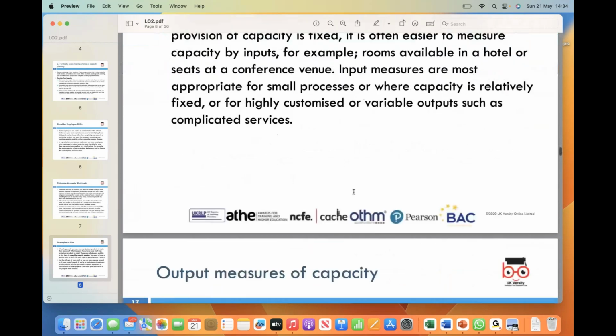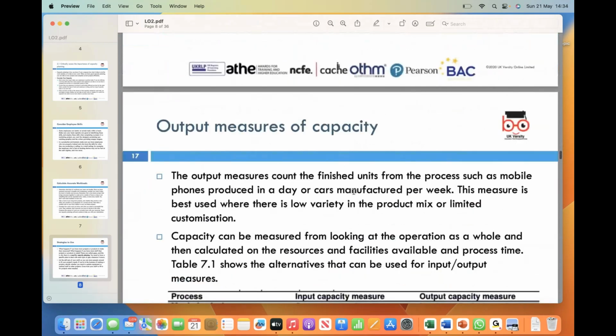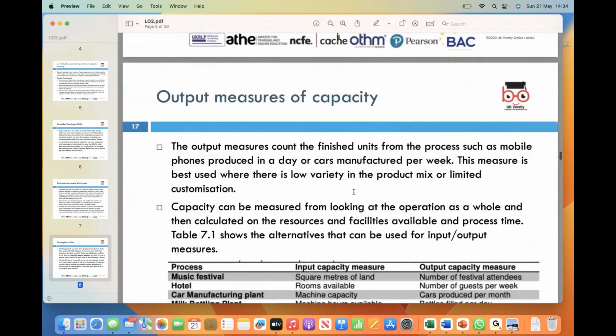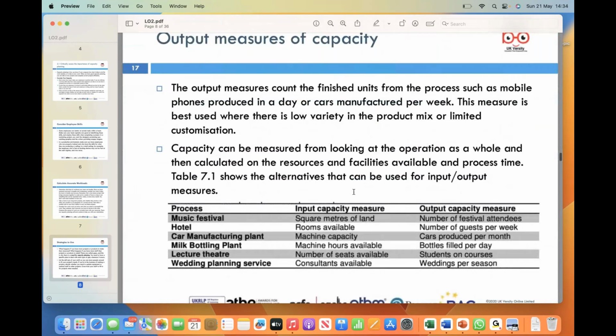Output measure of capacity. When we talk about output measure of capacity, we are essentially looking at the number of finished units that are produced by a process within a specific time frame. For example, we might consider how many mobile phones are produced in a day or how many cars are manufactured per week. These numbers give us a clear picture of the productivity and efficiency of the operation.